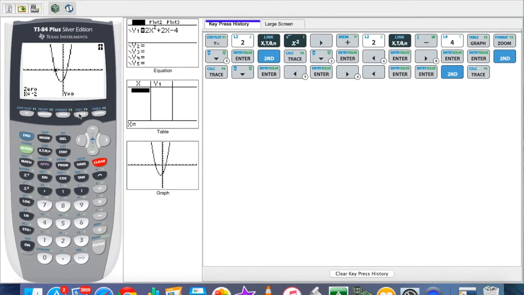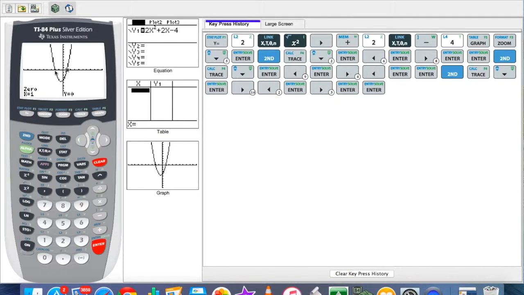Again, we go into second trace, zero. It's going to ask for the left bound, so we have to go on the other side now of the parabola. We want to be on the left of the root. So there's the root. We want to make sure we're on the left-hand side. There's the left-hand side of the root. We press enter. Now the right bound. We want to go to the right-hand side of the root, which is right there. We press enter. It says guess. We press enter again. And indeed, there is the root where y equals 0. We see x equals 1. So the root is at 1, 0.